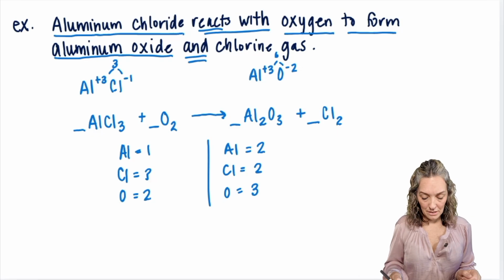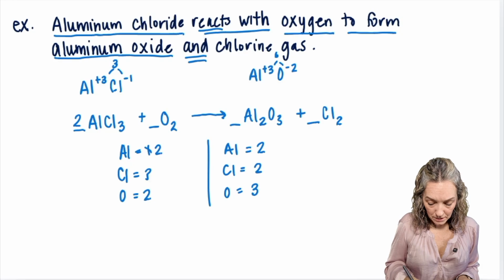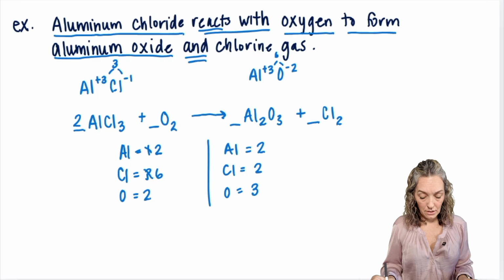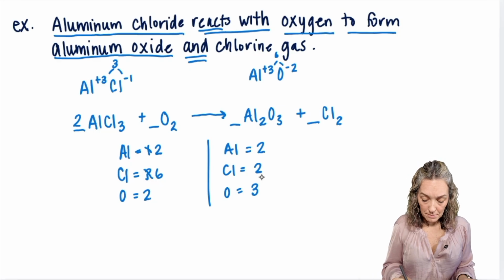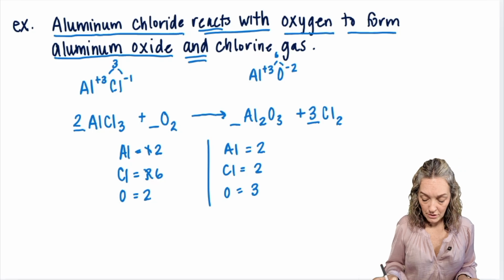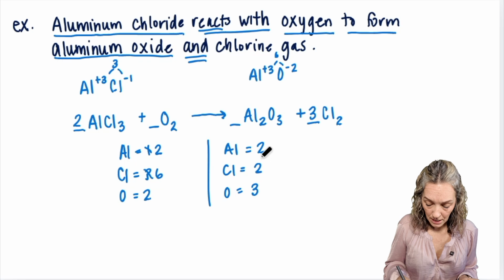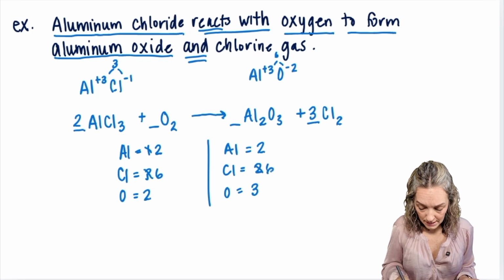It does not matter where you start when you're balancing. I'm going to start by fixing my aluminums. I have 2 aluminums going in now and 6 chlorines going in. My aluminums are fixed, but my chlorines are not. In order to fix my chlorines, I'm going to need to put a coefficient of 3 here. Again, we can't change subscripts after everybody's stable. That's going to give me the 6 chlorines that I need.